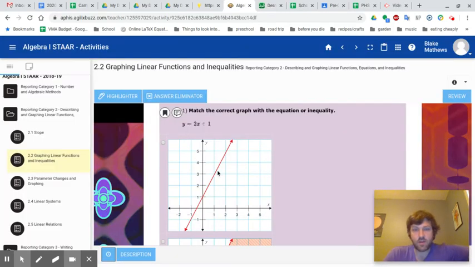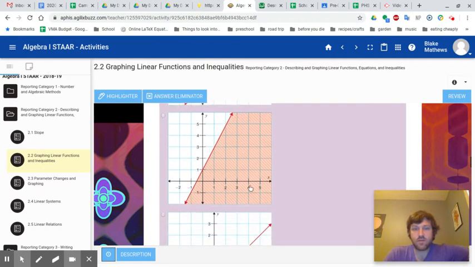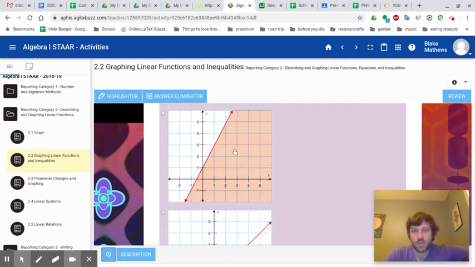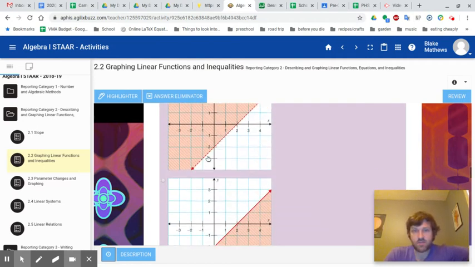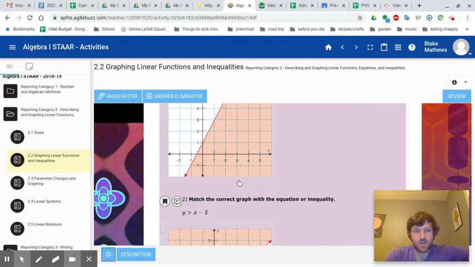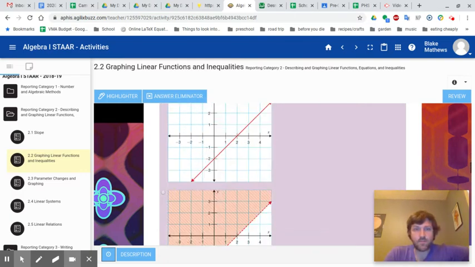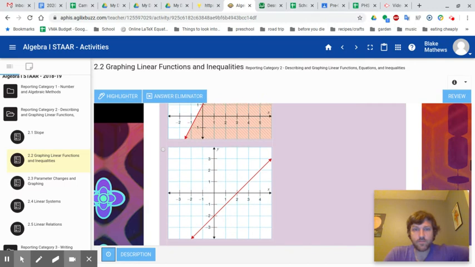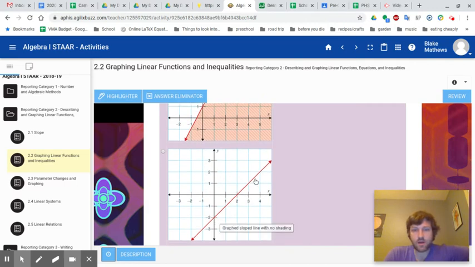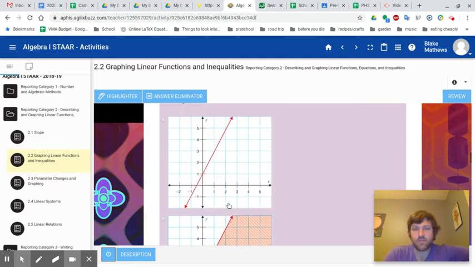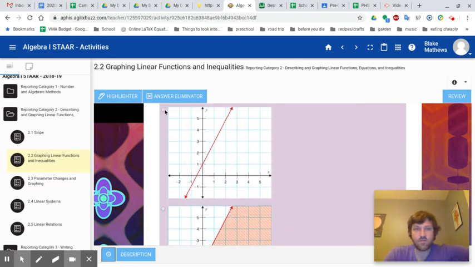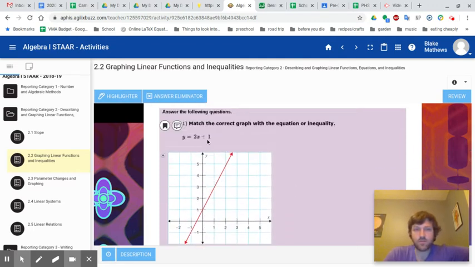So let's jump over here. Okay, automatically, right away I'm thinking A is our answer. There's no shading, so it can't be B, and it can't be C or D or E. How many answer choices are there? So none of the shaded ones work. And then the slope here is way too over, and it doesn't cross at the right points. So it has to be the first graph for 2x plus 1.